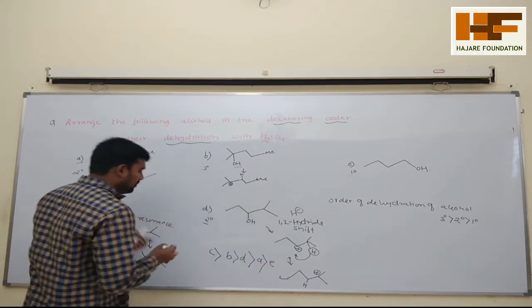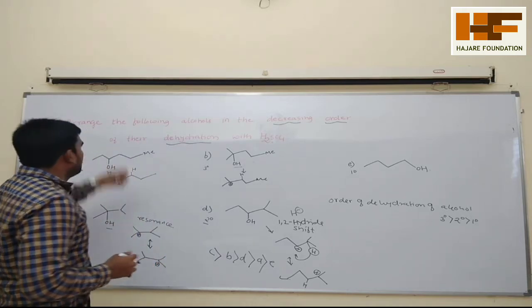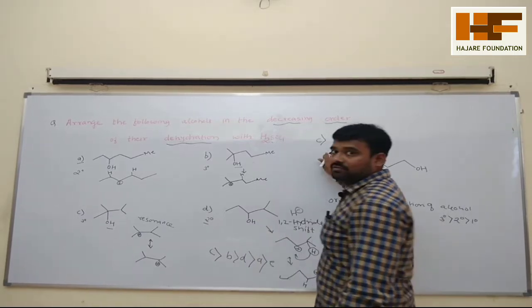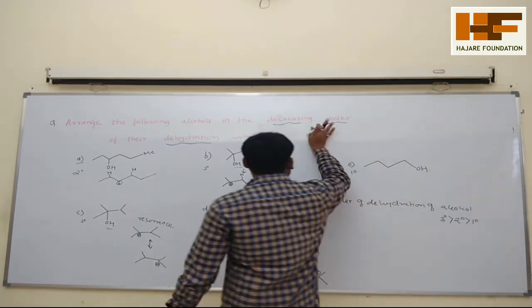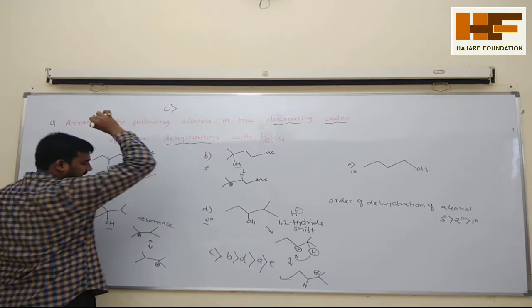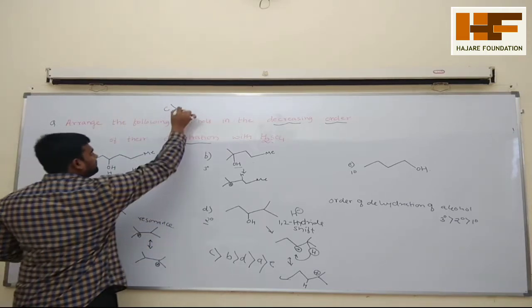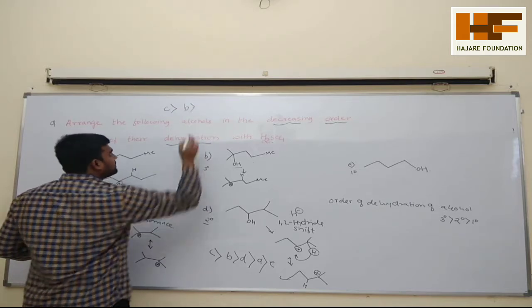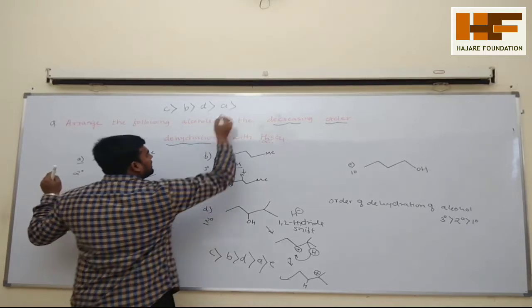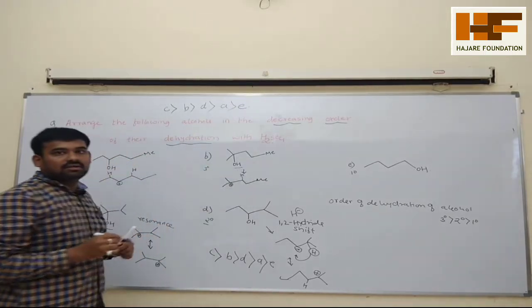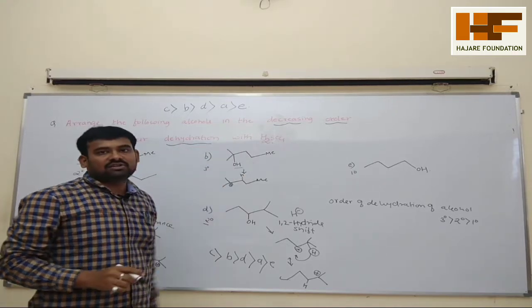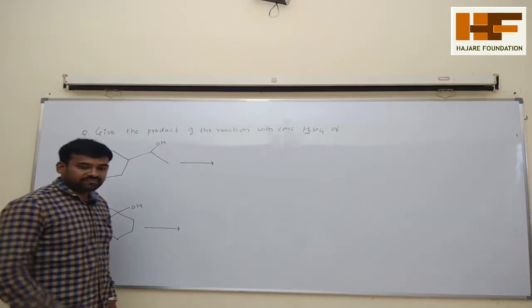And the last one is E. So overall, I will write again the decreasing order: first will come C, after that B, then D, then A, and the last one is E. So this is the decreasing order of alcohols with respect to their dehydration with sulfuric acid. See the question.